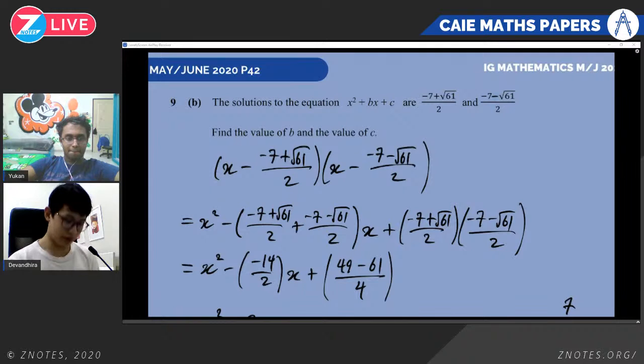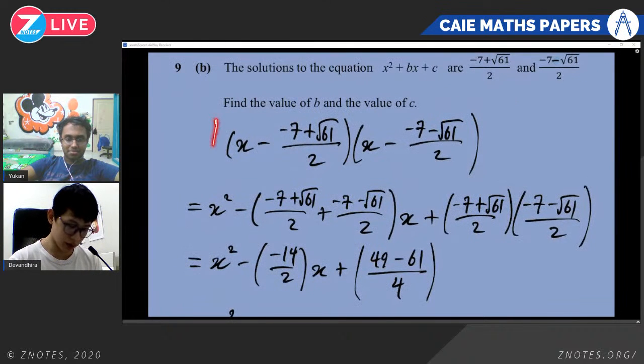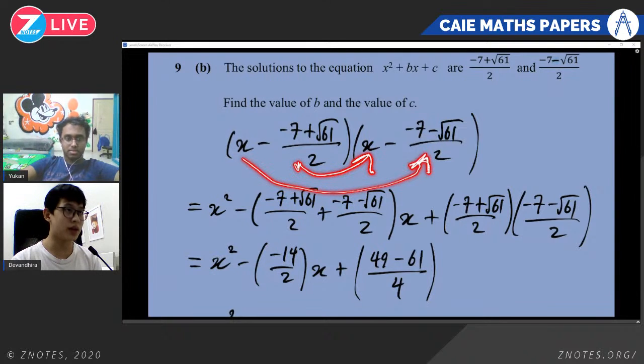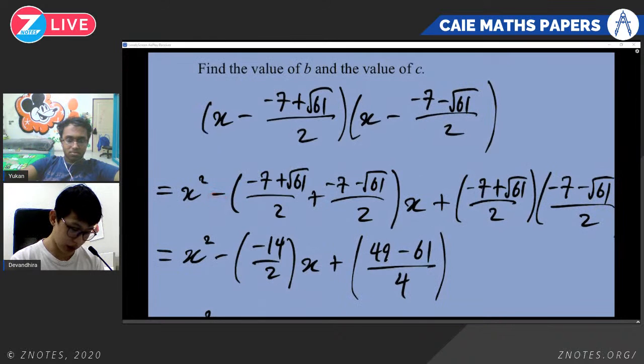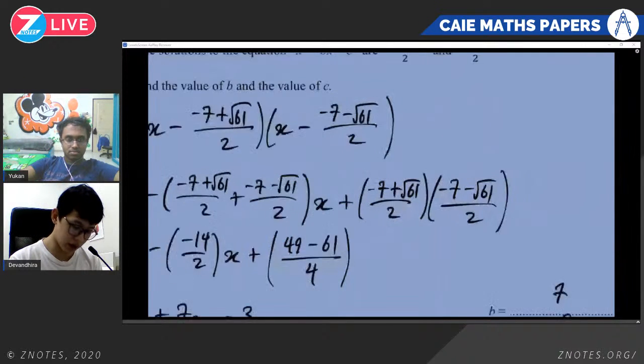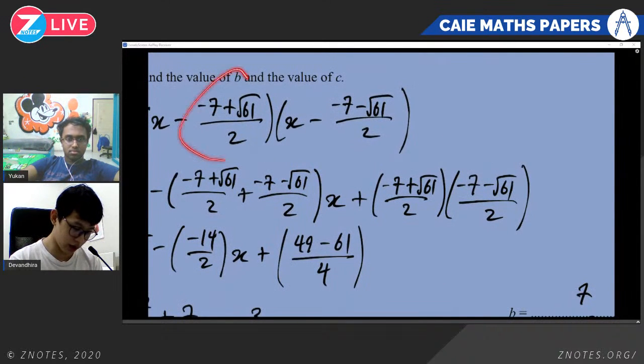Right. Once we have this, we just have to expand. So x times x is just x squared. Next, we have x times this one, and this one times x, correct? Now we can factorize the negative out, and notice that it's just the addition of these two roots, right? Same thing for the last one. There'll be this times this, and you should be getting this.